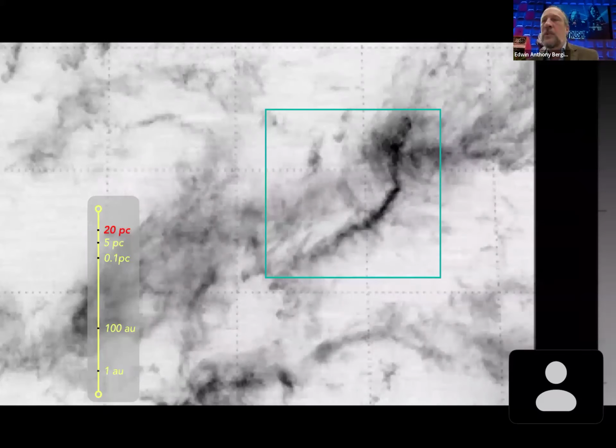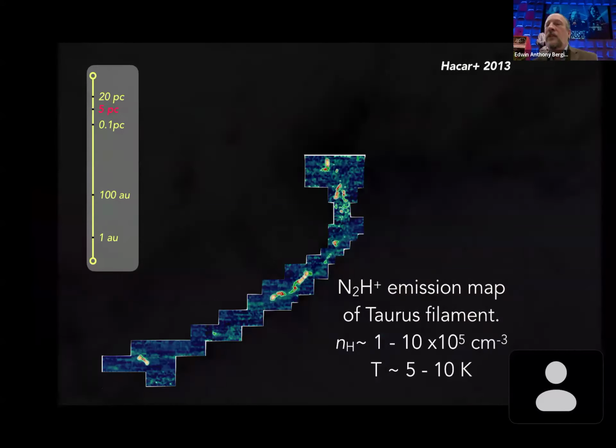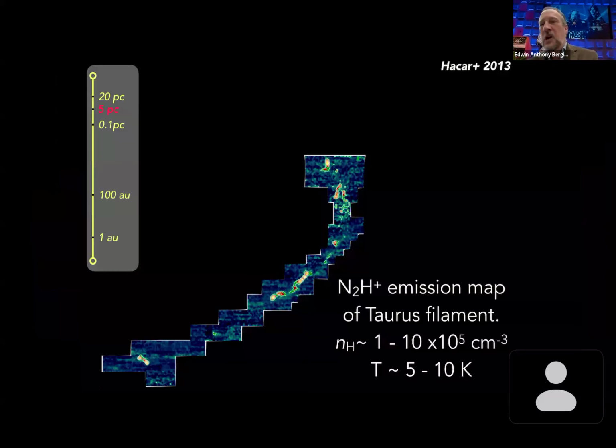And so now I'm going to zoom in to this area here, where you see this filament. And if we observe that with a different tracer, this is diazenylium, N2H+, this particular molecule, as I will show you, traces denser gas than carbon monoxide does, and we know why. And what you can observe is that filament breaks down into a series of smaller condensations, and those condensations are where stars are actively being born.